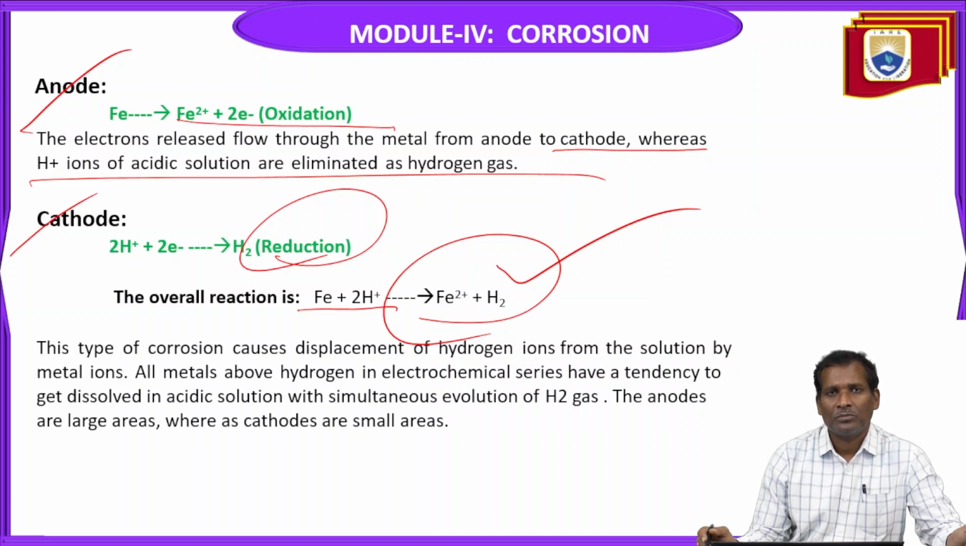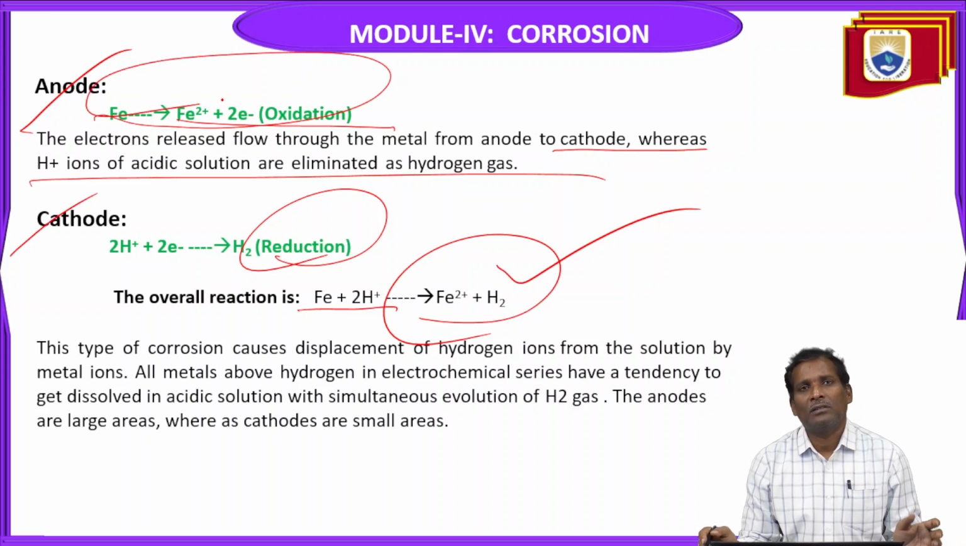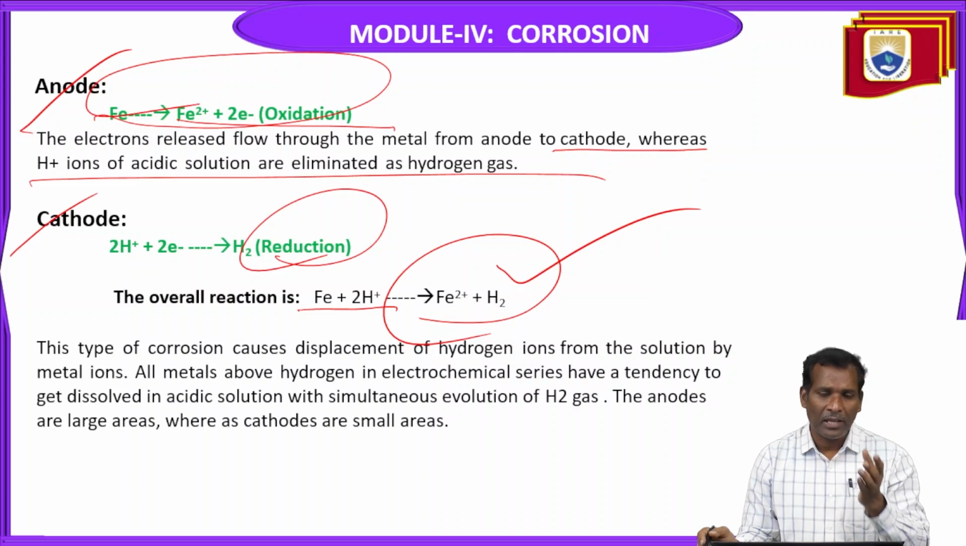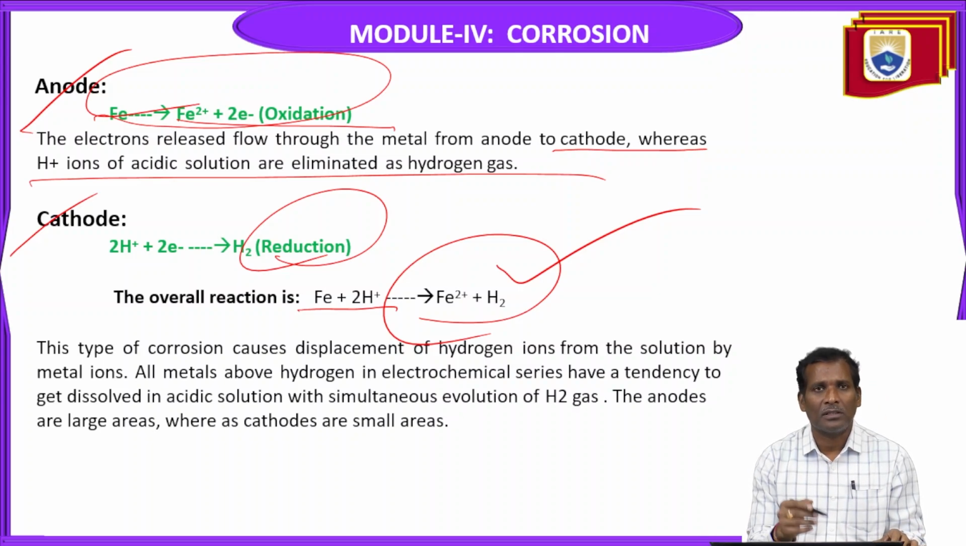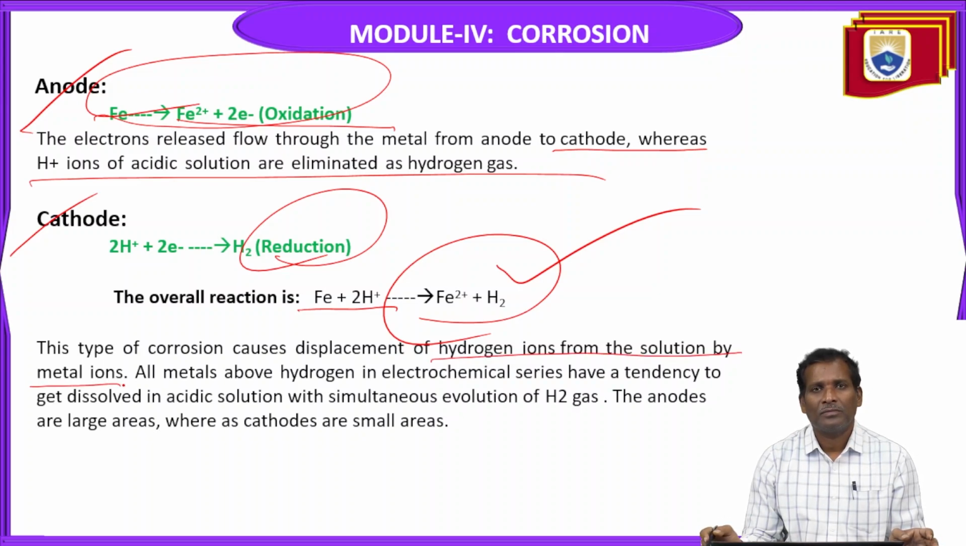At the anode, that is the oxidation reaction, and at the cathode the reduction equation is shown in this slide. This type of corrosion causes displacement of hydrogen ions from the solution by metal ions.